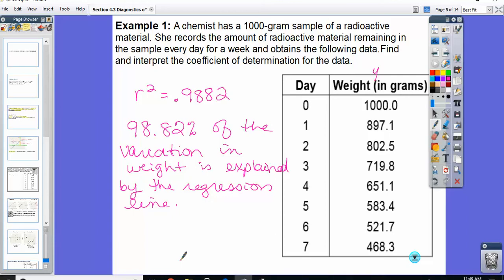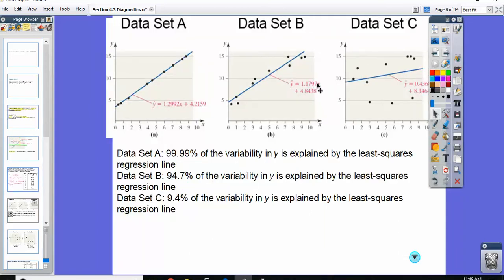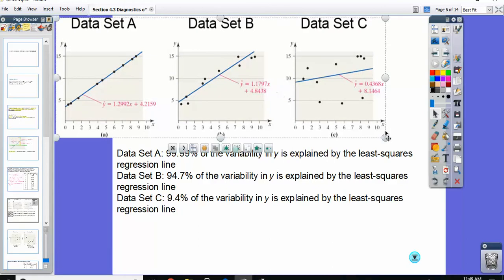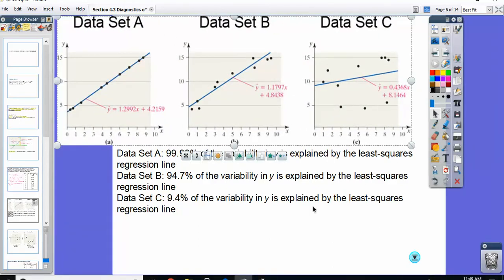The next slide, I just put some pictures to illustrate what we just talked about. This is showing us 3 different sets of data. The first one, you notice, is almost perfectly on the regression line. Almost every point is on that line. That one, my R value is 99.99%, so almost 100%.